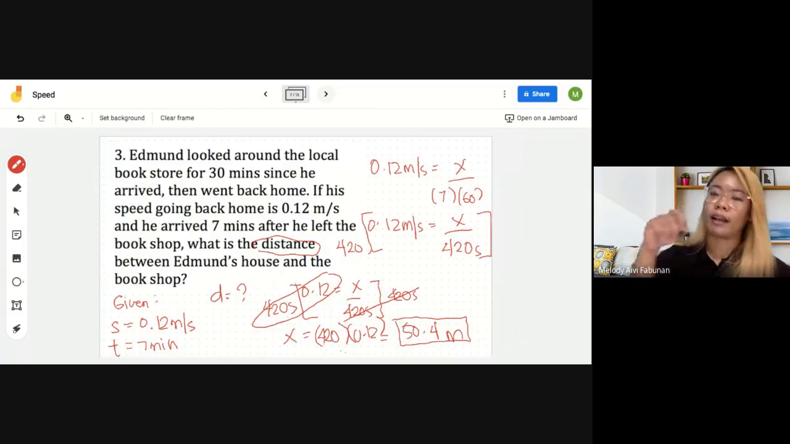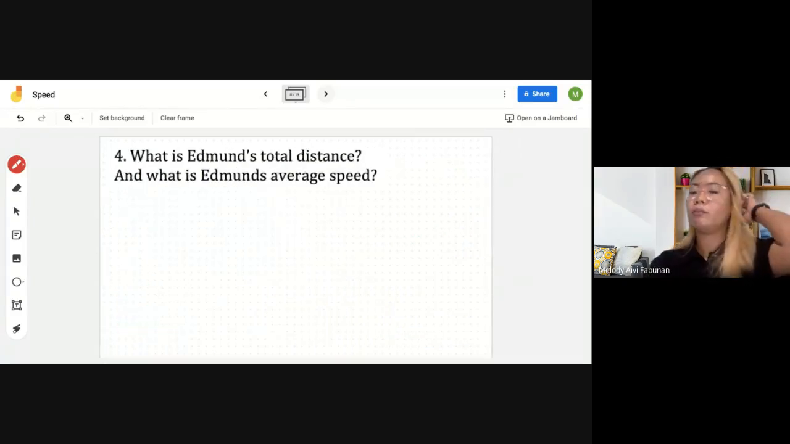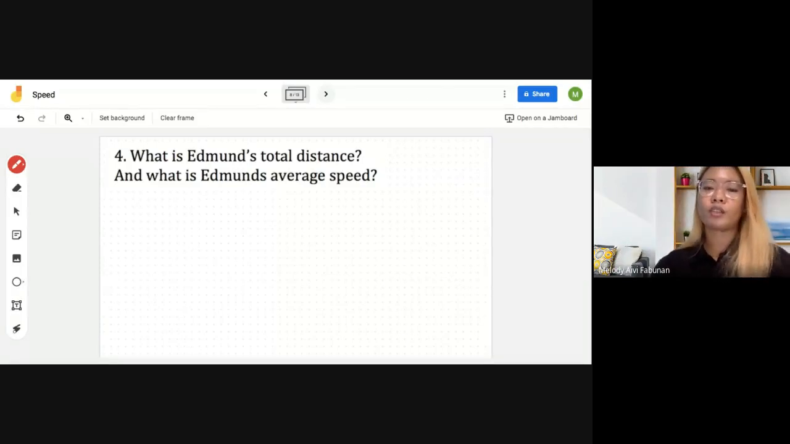So now let's try to find what is Edmund's total distance if you have taken your notes. And of course, what is Edmund's average speed? Let's first start with the idea of total distance. So what's the total distance? To come up with that, we have to start with the distance from the house going to the school, and then from the school going to the bookshop, and then from the bookshop finally going back home. So what is the total distance of Edmund?